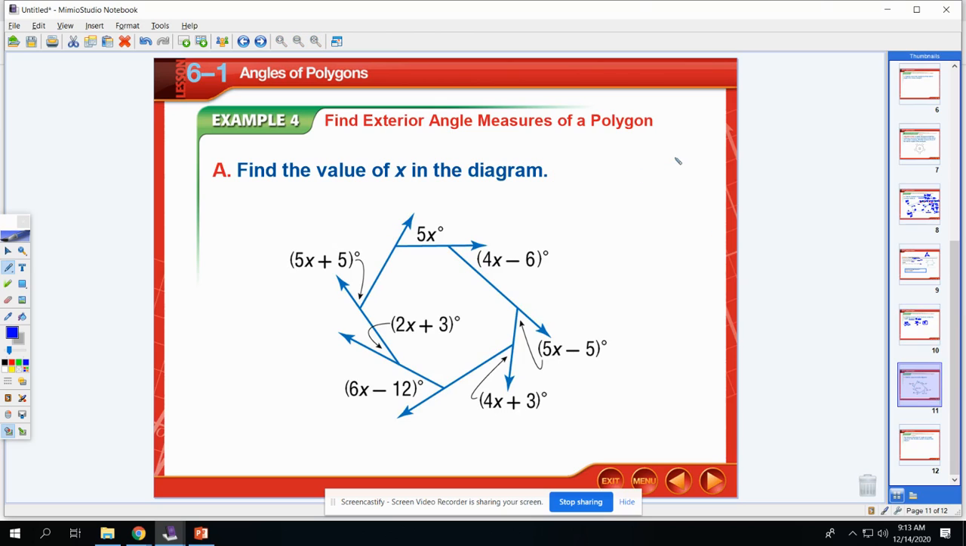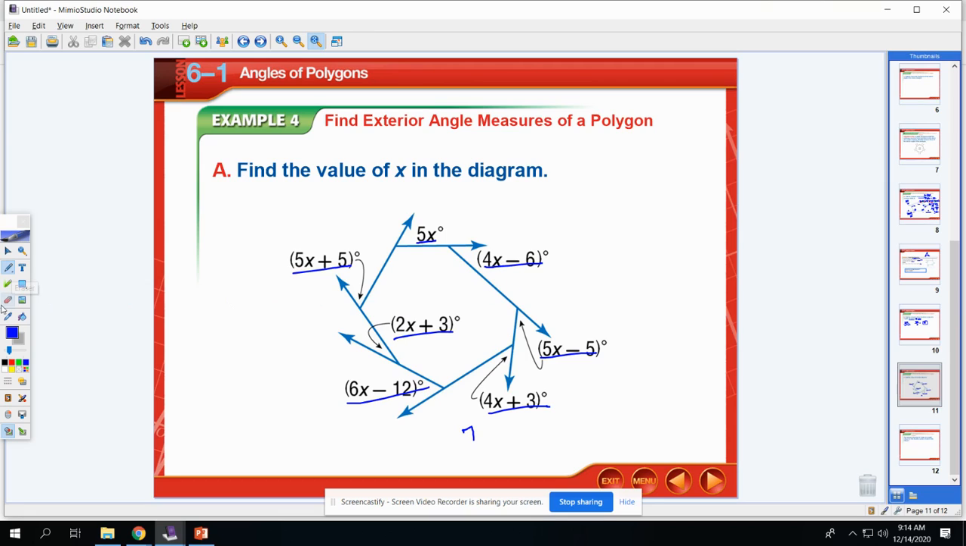Looking at the next one here, it's a little bit more complex, but it's not too much different. So we have 1, 2, 3, 4, 5, 6, 7 exterior angles, and we need to find x. Well, we know that all of these exterior angles here are going to add up to 360. So what we're going to do is take each of these angles, add them together, and say that that is equal to 360.